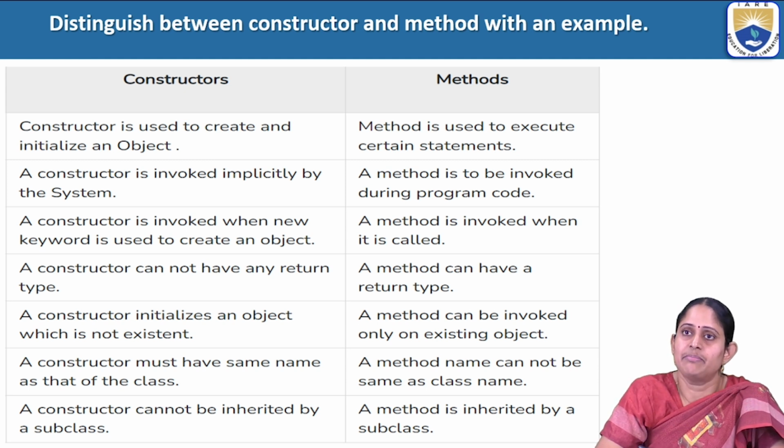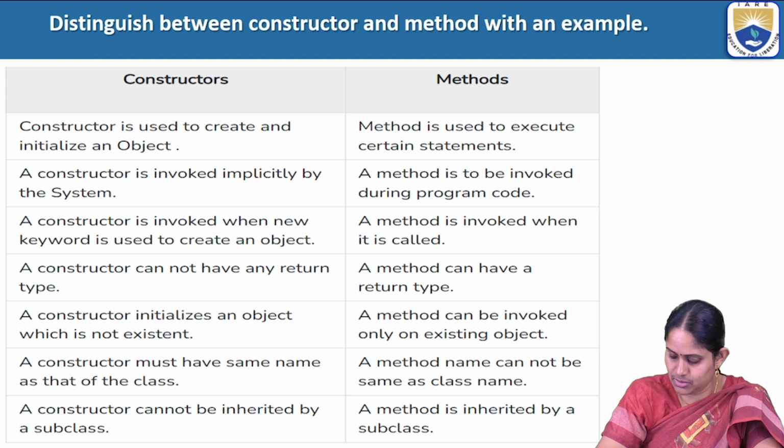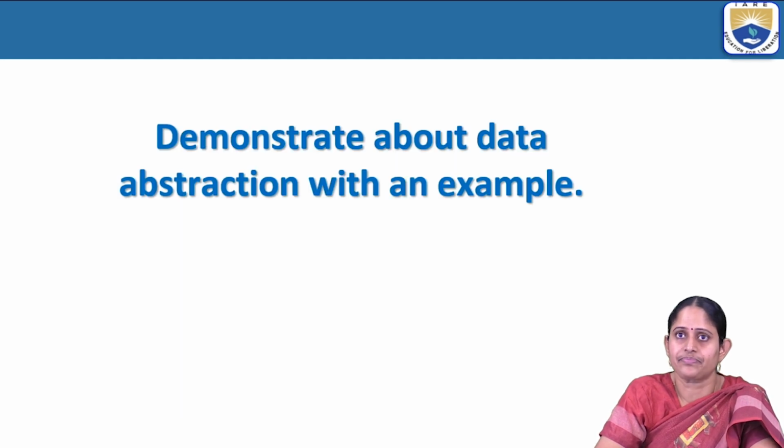Whereas methods are used to execute a certain set of statements. They can be invoked during a program code. The method is invoked when it is called, and it will have a return type. It can be invoked only on an existing object. It cannot have the same name as that of the class, and it can be inherited by the subclass. So these are the basic differences between a constructor and a method.